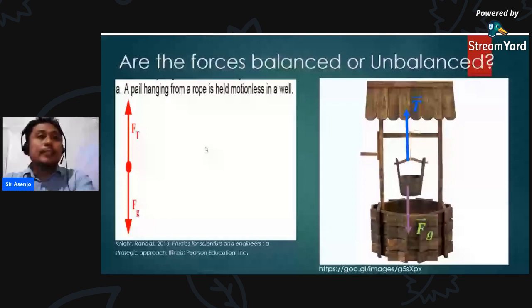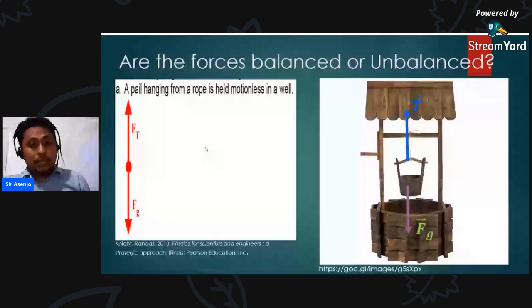Let us see: a pail hanging from a rope is lifted with an upward acceleration. Look at the words upward acceleration. So, of course, the force exerted on the object should be unbalanced. As you can see in the free body diagram, the tension force is higher compared to the gravitational force because it is accelerating upward. The velocity is not constant; it is accelerating upward.